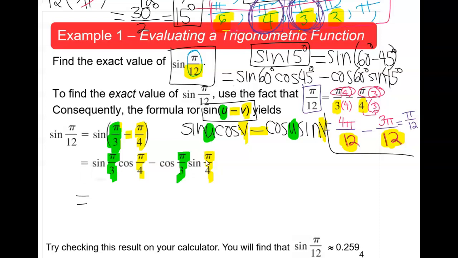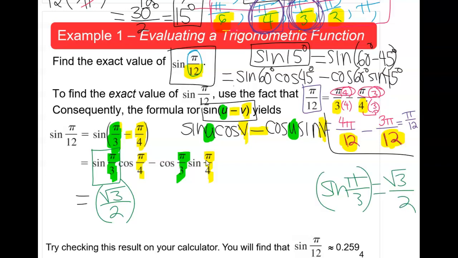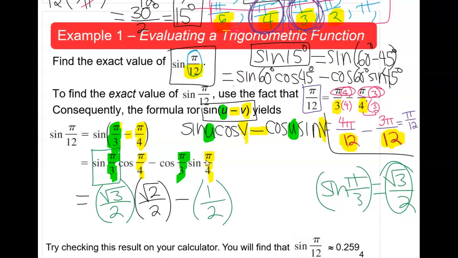So we know what those actual values are. And now what I'm going to do is replace the sine of pi over 3 with the trigonometric ratio, and that will be the square root of 3 over 2. At this point, I don't need to include the word sine because what I'm saying is that sine of pi over 3 is the square root of 3 over 2. So I'm replacing the left with the right side. Now the cosine of pi over 4 is going to be the square root of 2 over 2, minus cosine of pi over 3, which is 1/2, times the sine of pi over 4, which is also square root of 2 over 2.